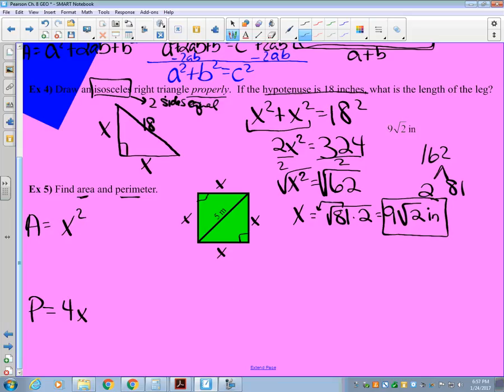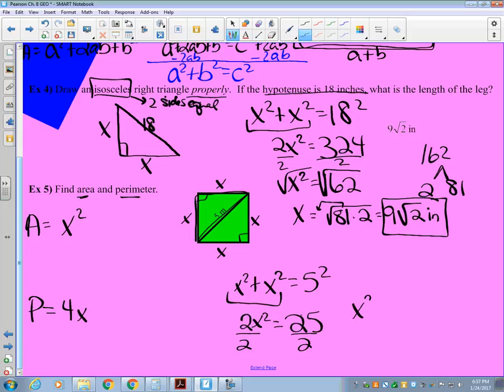So we're going to go, here's your isosceles triangle. We're going to go x squared plus x squared is equal to 5 squared. And just like the problem before, we're going to combine the x squareds together. So we have 2 of them. 5 squared is 25, and we're going to go ahead and divide by 2. So x squared is equal to 25 over 2.